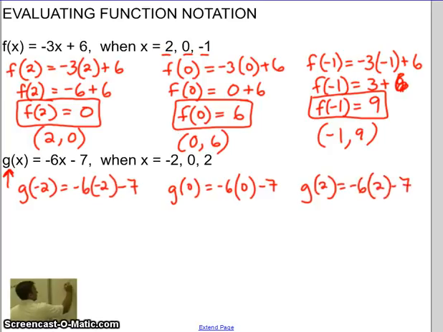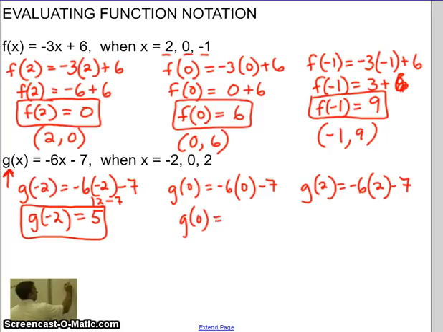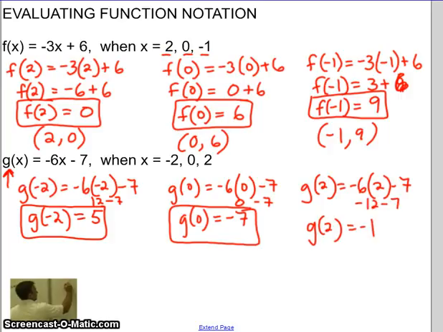Okay, and I'm going to do some quick math here. g of negative 2 equals negative 6 times negative 2, and you get 5. g of 0 equals negative 6 times 0, which is 0, minus 7 is negative 7. And g at 2 is negative 19.